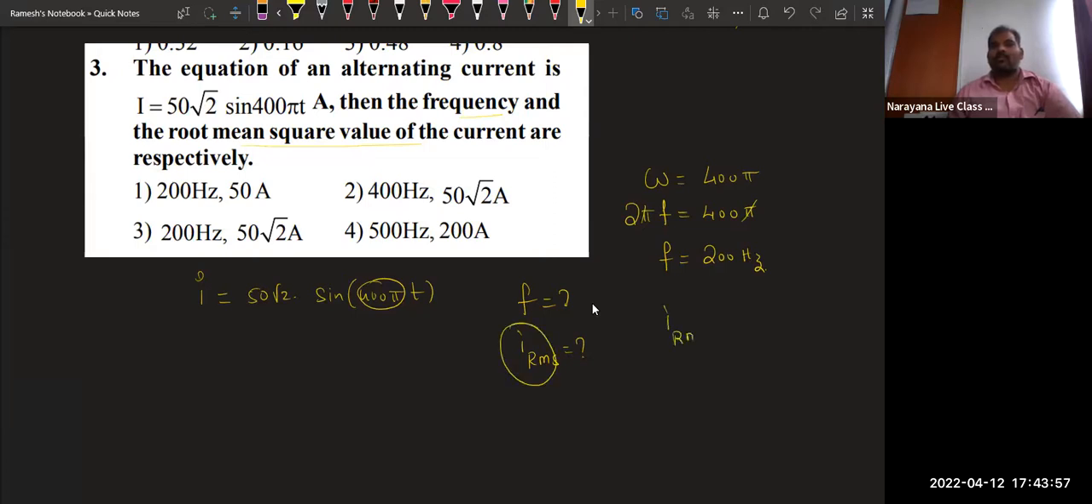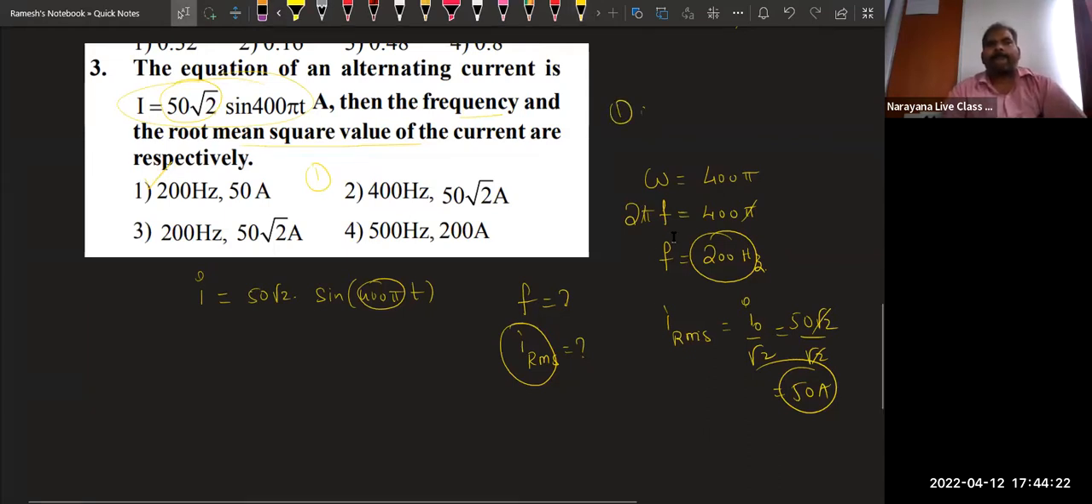RMS current how much? Next question. Directly you can use the formula I naught by root 2. Why? Because sinusoidal current, na? Sinusoidal current means directly you can use I naught value how much? Peak value of current. 50 root 2 by root 2. Root 2 cancels out, so 50 ampere. So 250 is your answer. Option 1 only the right answer for the question.